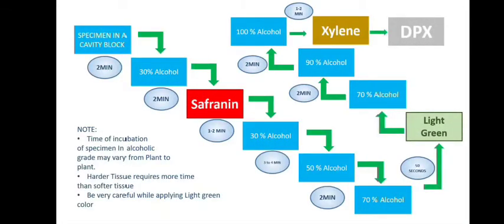This slide shows the steps involved in double staining process. There are certain things which we have to keep in mind while performing double staining process. The first is time of incubation of specimen in alcoholic grade may vary from plant to plant. Harder tissue requires more time than softer tissue.